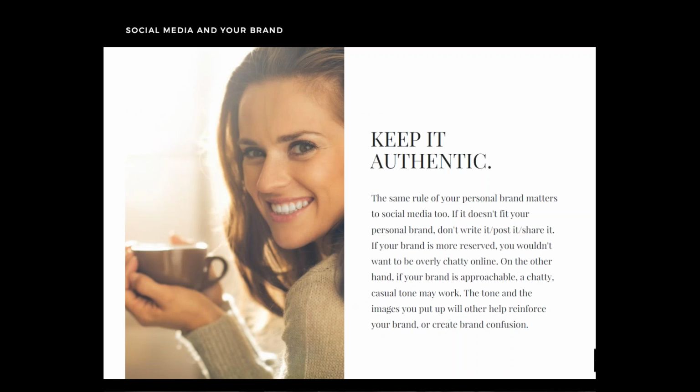So the same rule of your personal brand matters in social media too. If it doesn't fit your personal brand, don't write it, don't post it, don't share it, don't comment on it, leave it be. If your brand is more reserved, you're not going to want to be overly chatty online because people are going to expect that when they meet you in person, you're going to be overly chatty. And if that's something you're uncomfortable with, you set yourself into a very sticky situation where you're going to have to step out of your comfort zone. On the other hand, if your brand is approachable and chatty, a casual tone may work better for you.